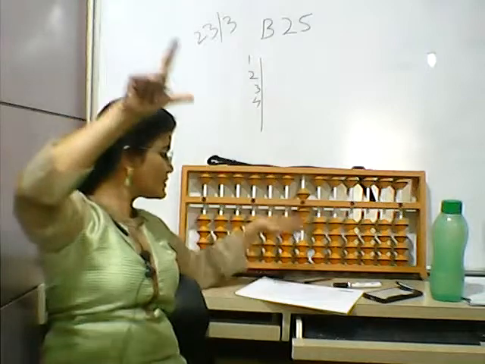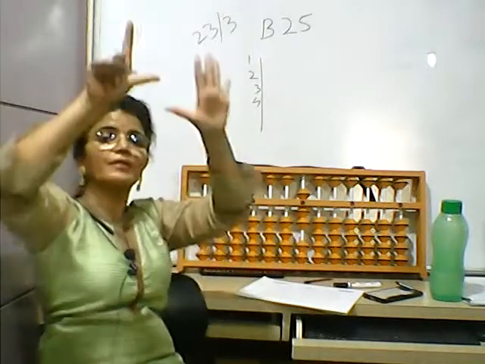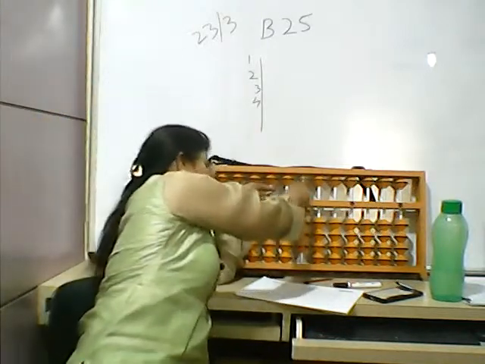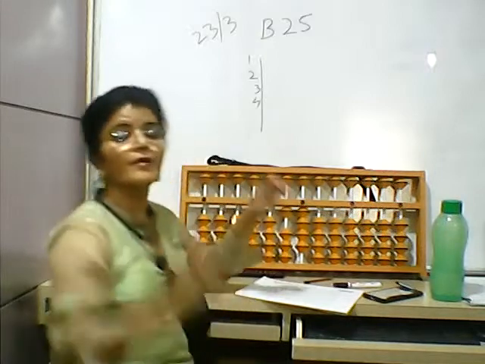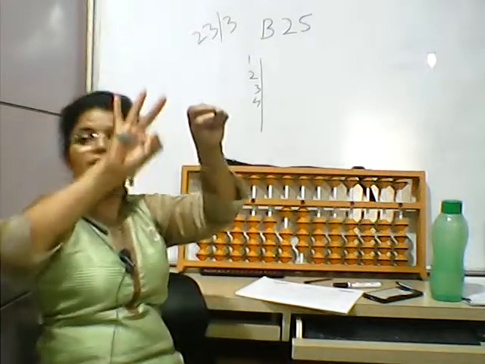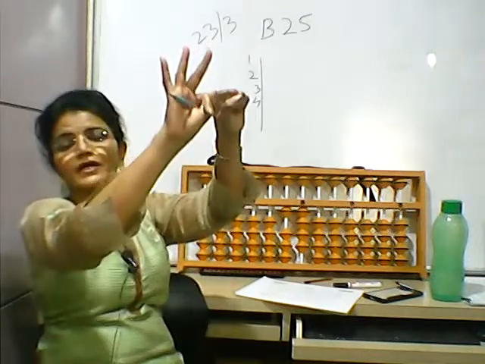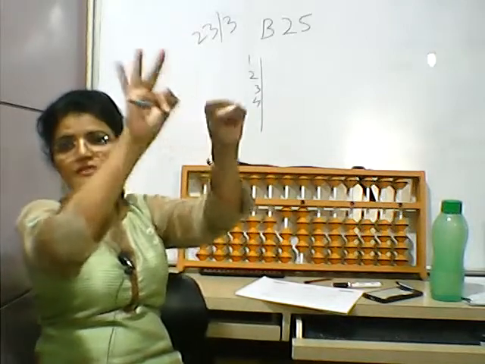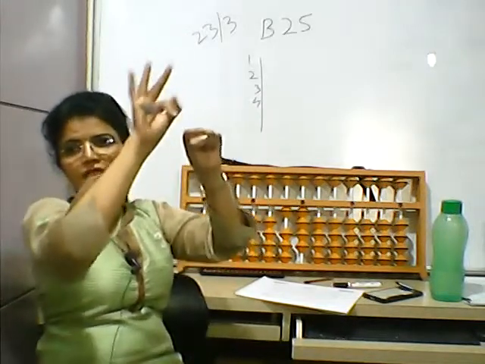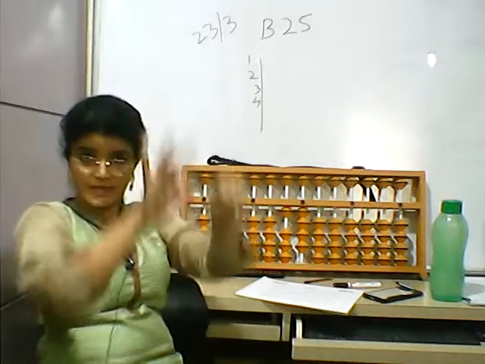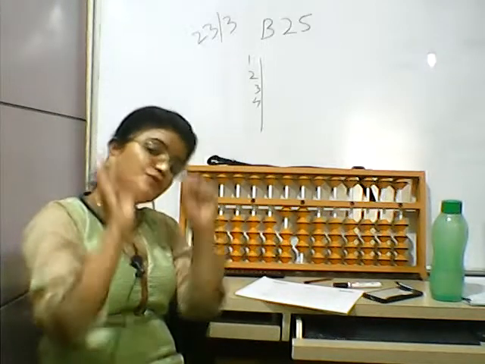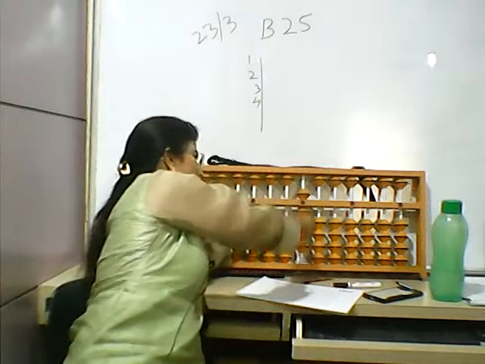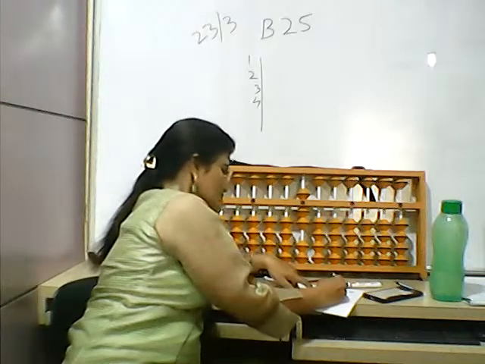Minus 5, plus 10, plus 2. 2 up, 5 up, 10 up. Minus 7. Minus 10, plus 3. Plus 3 to nahi hai. So mix complement. Minus 10, plus 5, minus 2. That is 7.